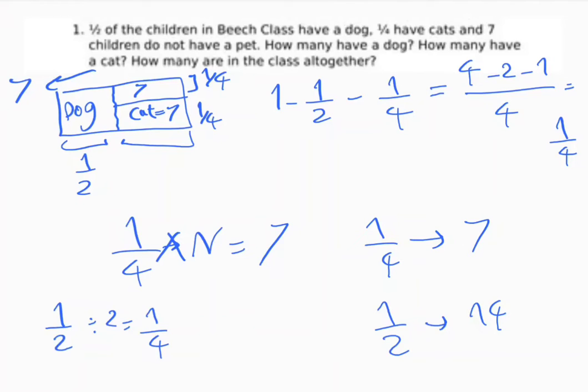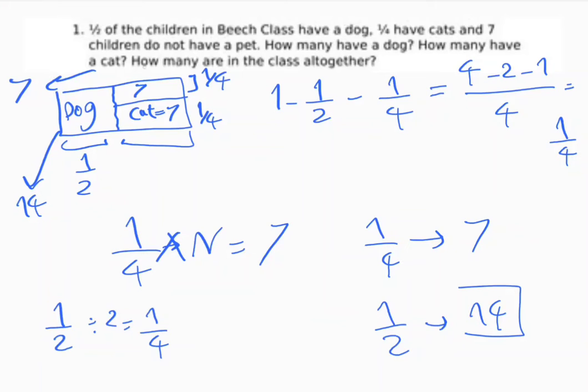If a quarter of the students is 7, and a quarter is half of a half, then half of the students should be 14, because 14 divided by 2 is 7. With that logic, we have worked out that 14 of the children have a dog. So 14 of them have a dog, 7 of them have a cat, and 7 of them don't have anything.